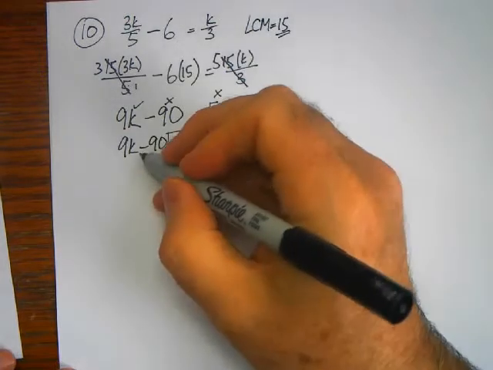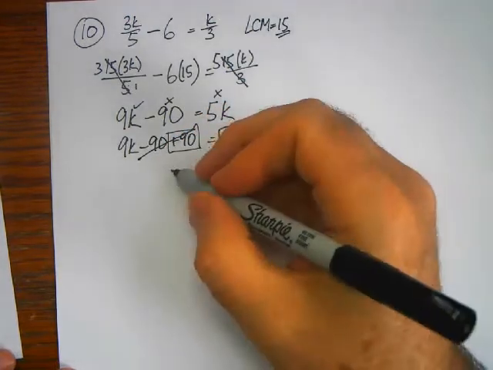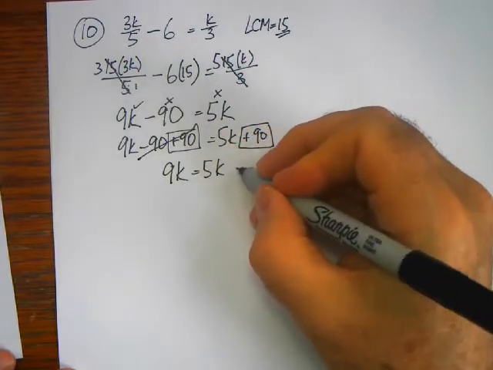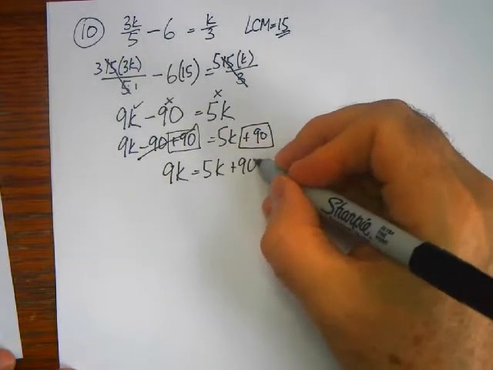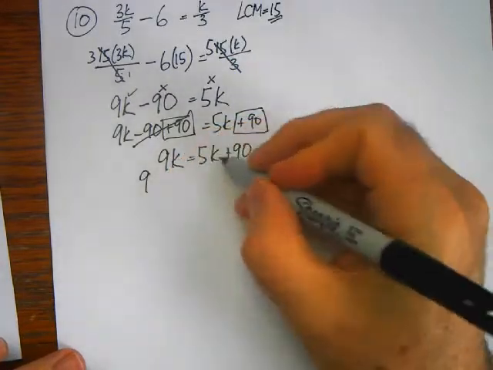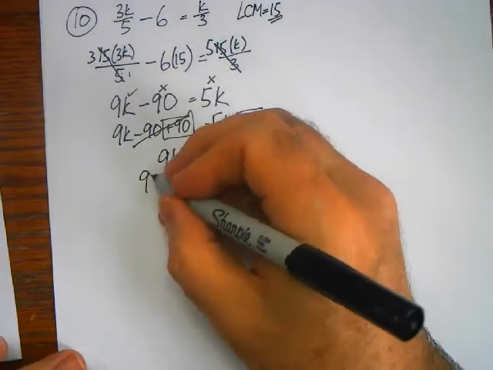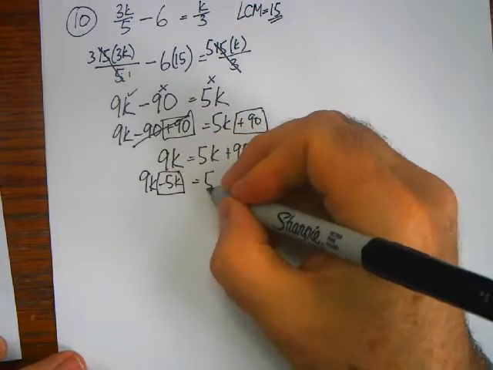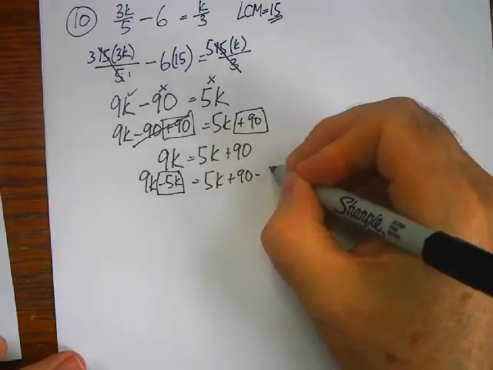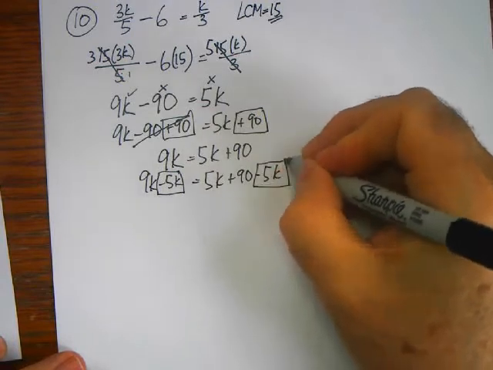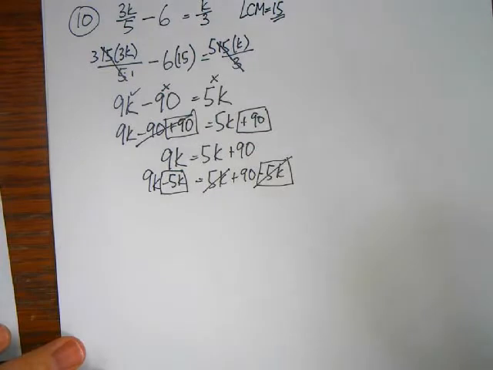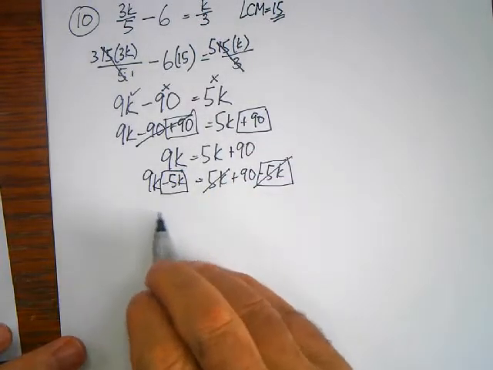Okay, and like usual, those two cancel out. I'm left with 9k equals 5k plus 90. And now I'm subtracting that 5k that I didn't want there. So 9k minus 5k equals 5k plus 90 minus 5k. Okay, that 5k and the minus 5k cancel out, and I can combine these two now.